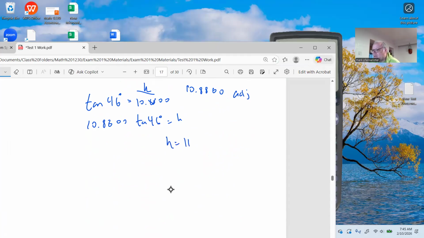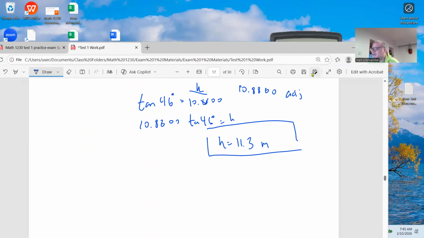h equals 11.3 meters, and that is going to be my answer. We'll box that out. So that is pretty much how you do that one.